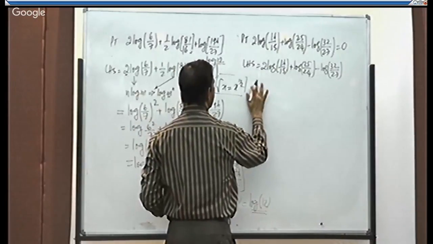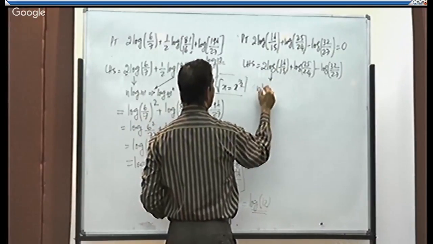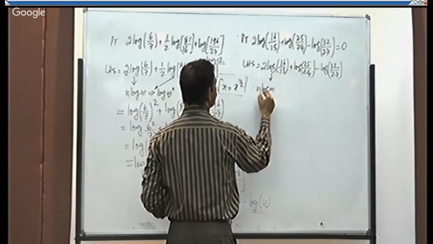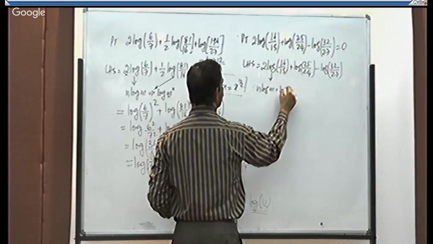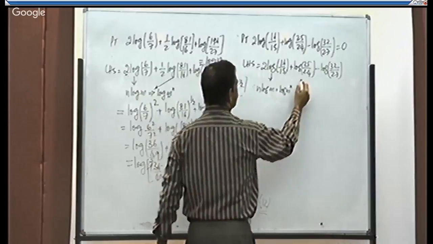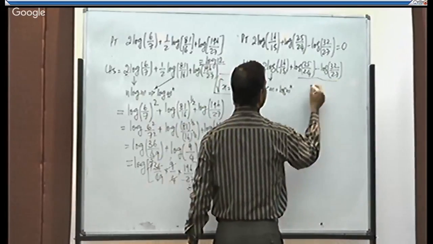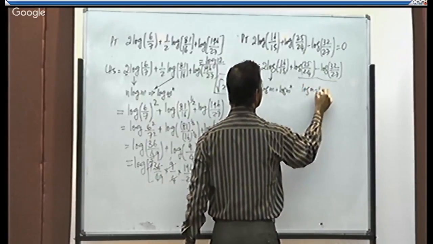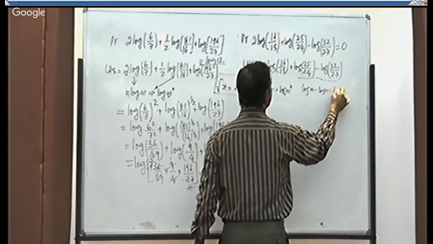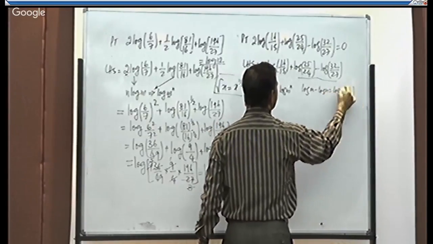First step, I will use this one. This is what? n log m. This becomes what? Log m power n. Okay. So these two will be considered as what? Log m minus log n. It is equal to log of m divided by n. Right?